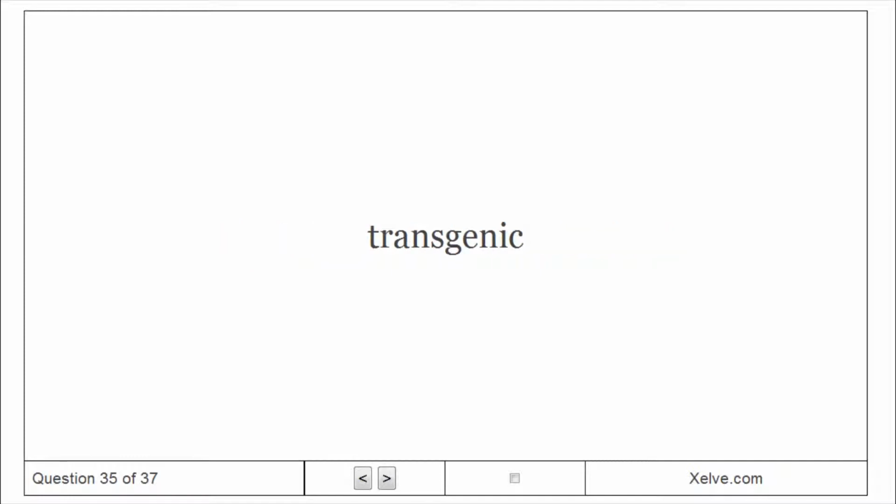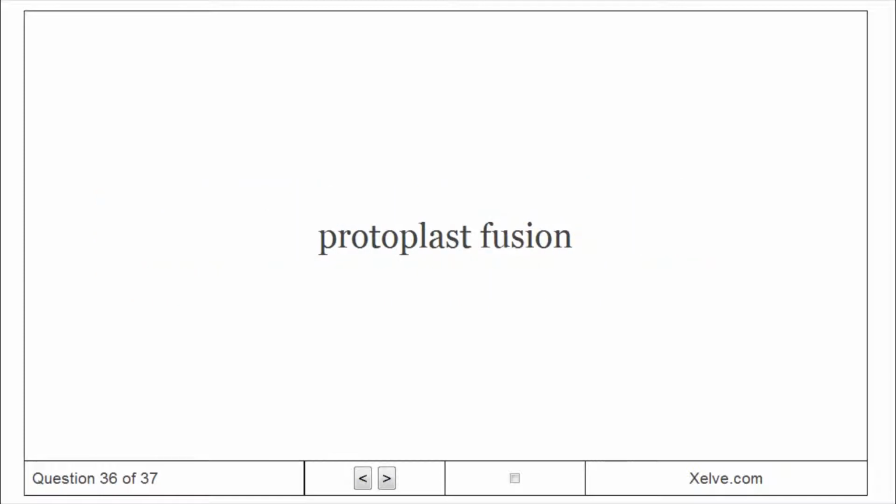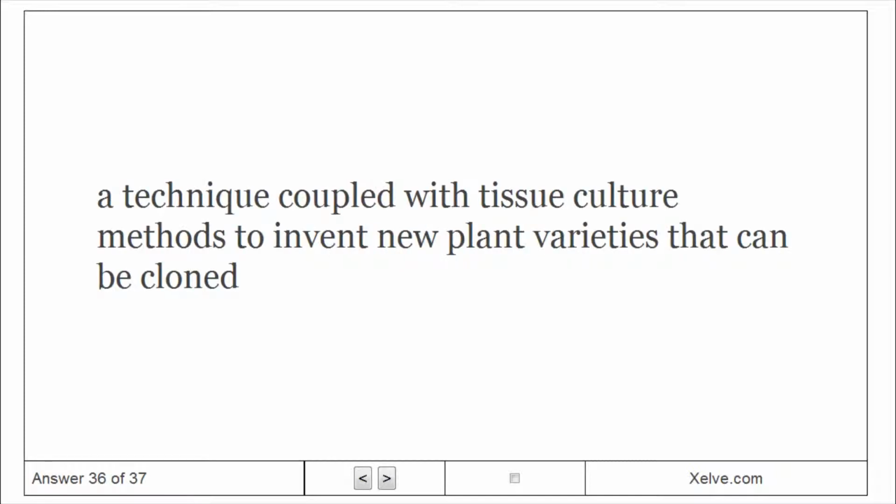Transgenic. Used to describe genetically modified (GM) organisms that have been engineered to express a gene from another species. Protoplast fusion. A technique coupled with tissue culture methods to invent new plant varieties that can be cloned.